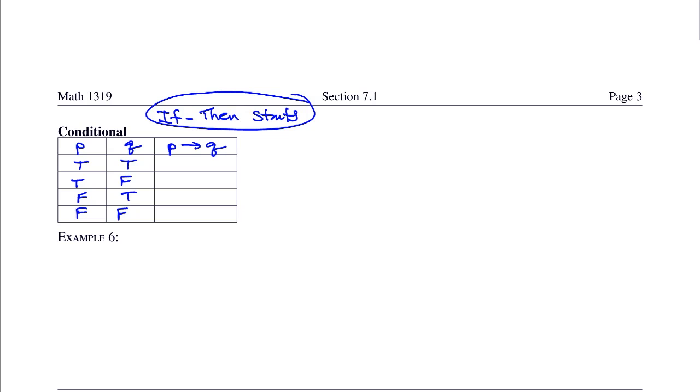Statements. Statements. S-T-M-T-S. All right.